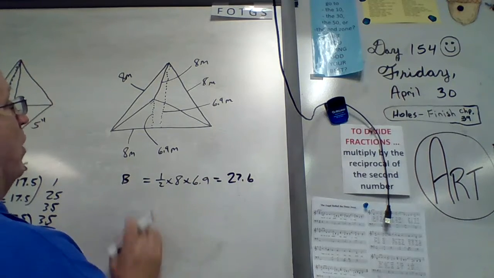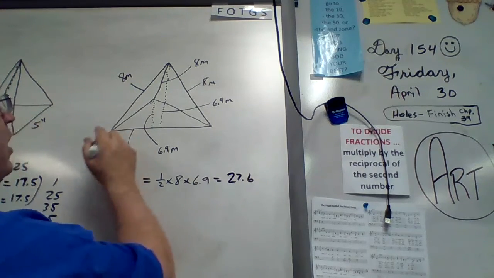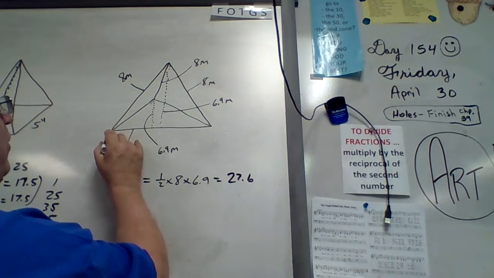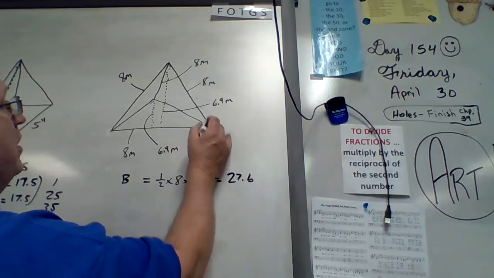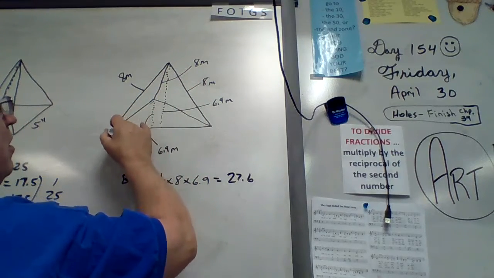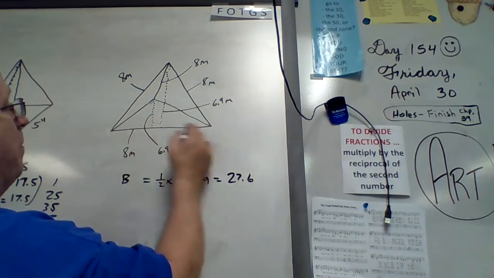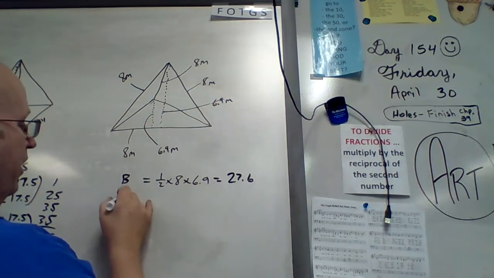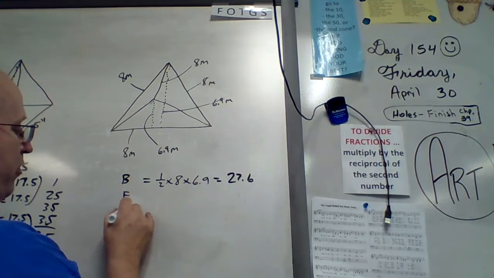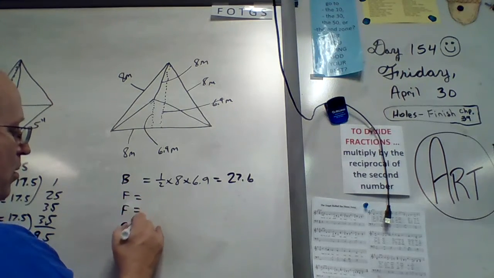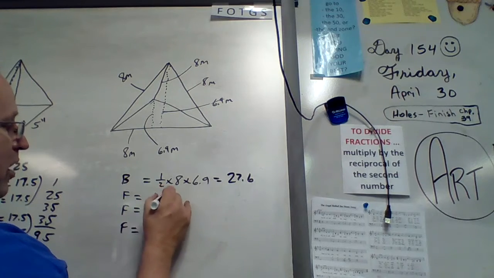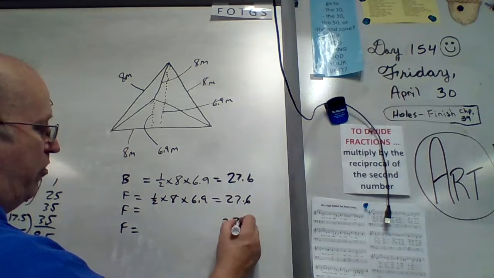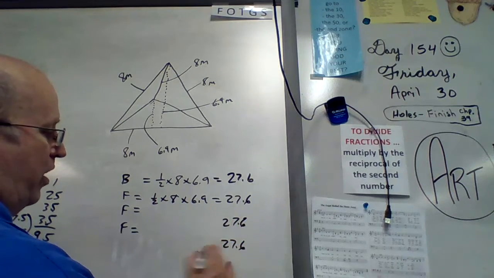27.6. Now this one happens to be interesting in the fact that all the other triangles also have that same measurement. Look at the front face. I'm going to outline it. See right here, here, and here, and here. It also has a base of 8 and a height, again, of 6.9. So all of our side faces, and there's 3 of them, all of our side faces are the same formula. So we can just write in the 27.6 4 different times.